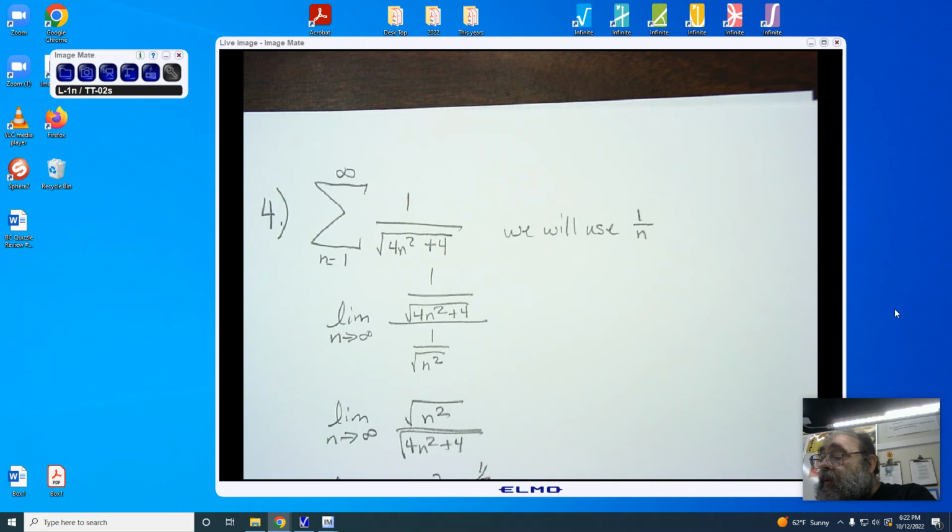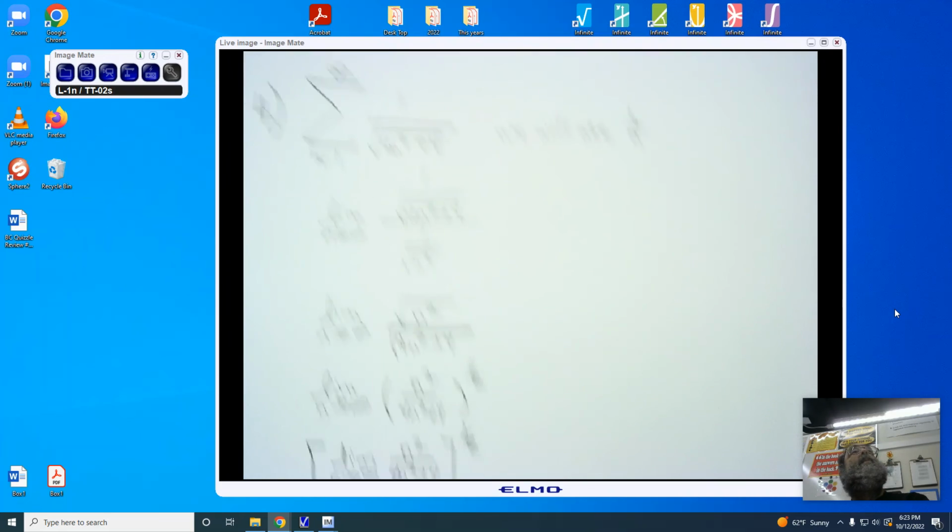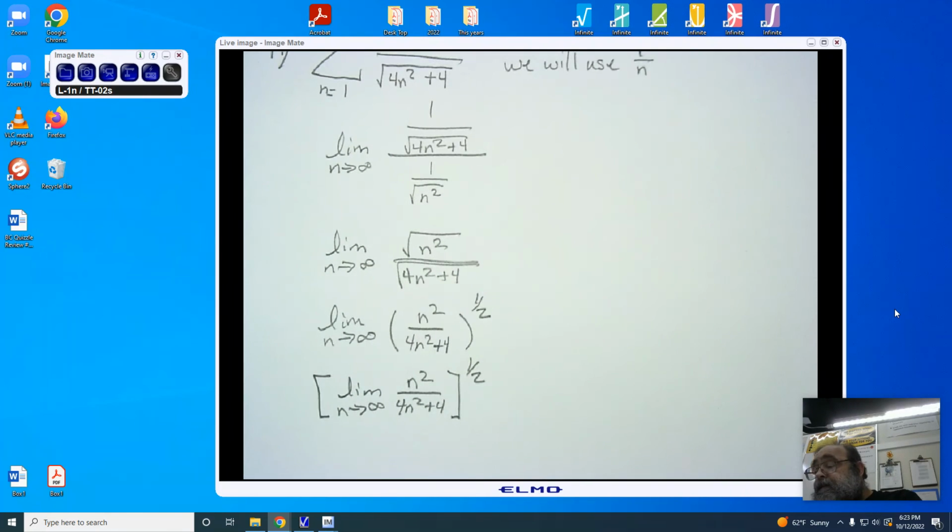And according to my rules of limits, I can do the limit first and then take my power. So that's what I'm going to do. Now, I can clearly see that my limit is 1/4. So I'm looking at 1/4 to the 1/2 power, which is 1/2, a positive finite value.